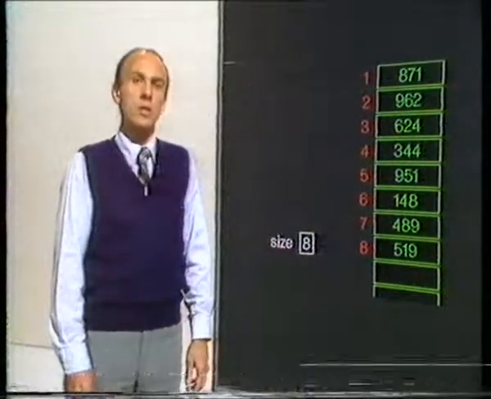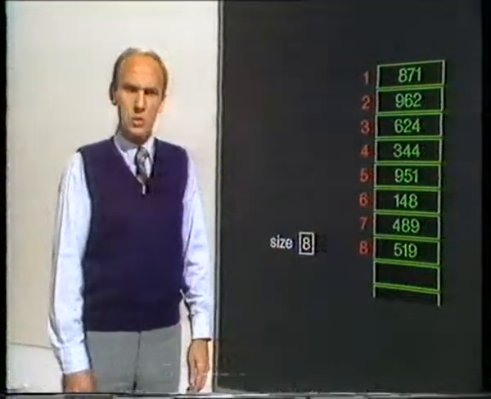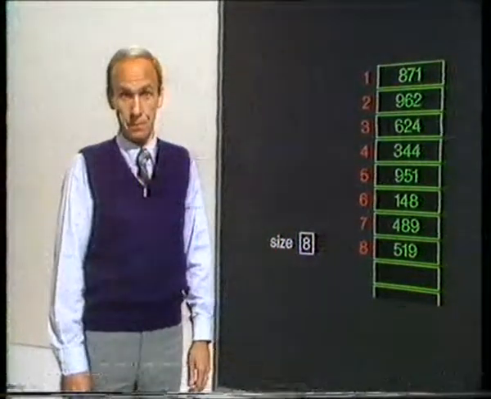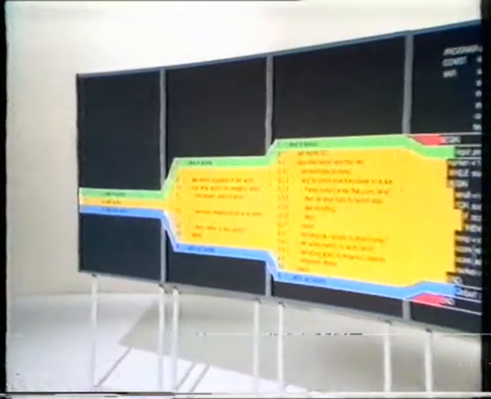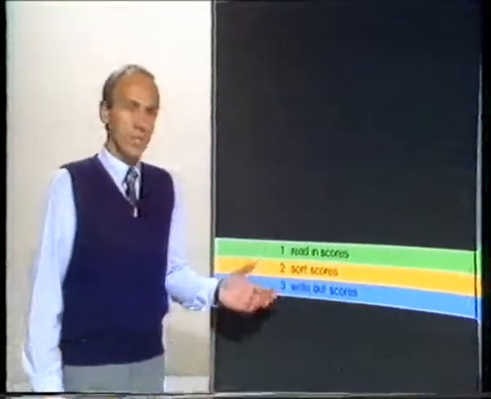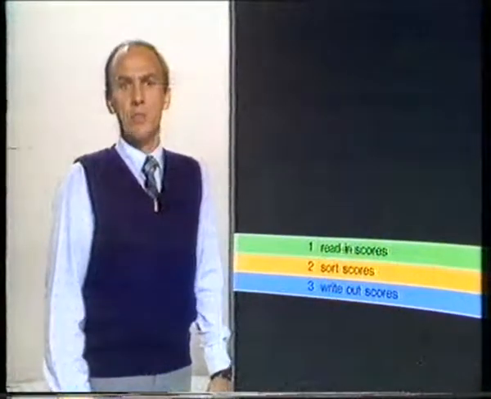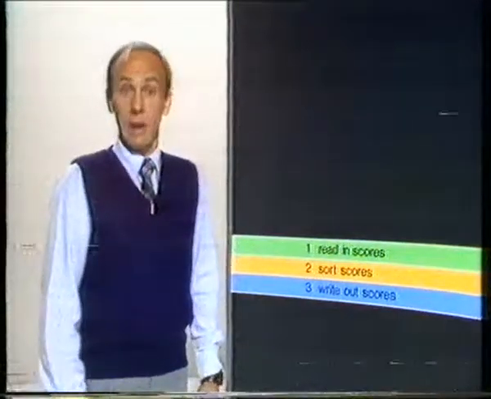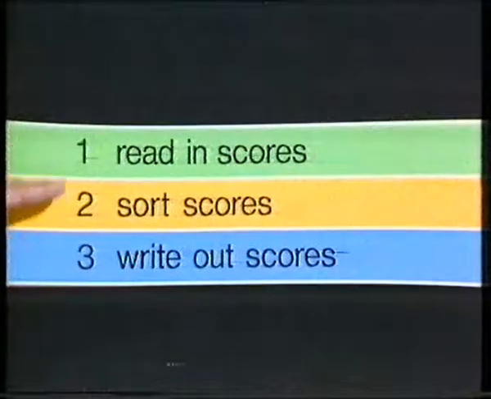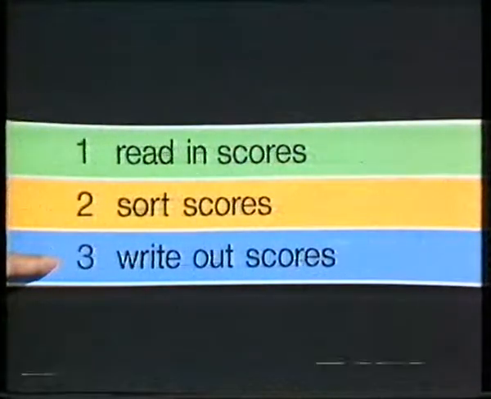To sort it, the computer must execute a program. So how do we go about designing such a program? We use top-down design. Now this is where we start. It's called the top level of the design, and it's the very broad strategic plan of how we're going to proceed. 1, read in the scores. 2, sort the scores. And 3, write them out again.